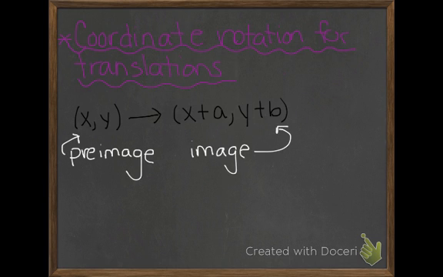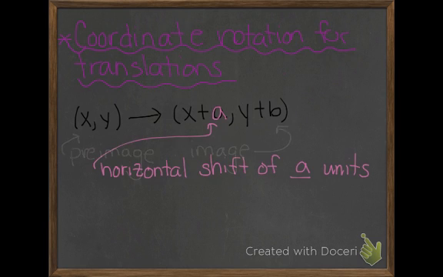Okay, so over here on the left is going to be our pre-image. This is going to be the coordinate that we start out with. And then over here on the right is going to be our image. It's going to be after a transformation. Okay, now you can kind of think of this as our actual transformation. So a translation is always going to take an x coordinate and you're going to add or subtract a number. And it's going to take your y coordinate and you're going to add or subtract a number.